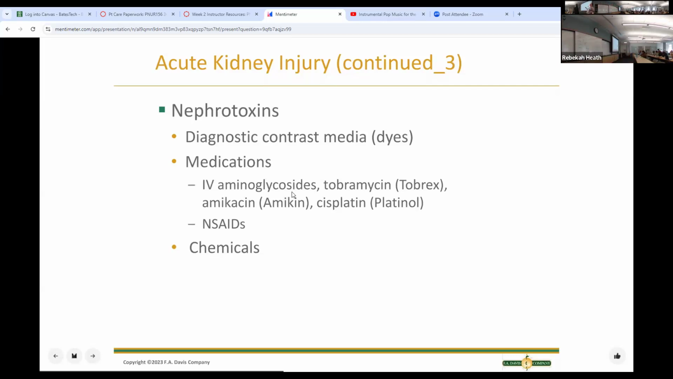And then other times just chemicals in general. They might ingest them on purpose or on accident, or they might work in an area where they accidentally are exposed to it, and that can cause damage to the kidneys.